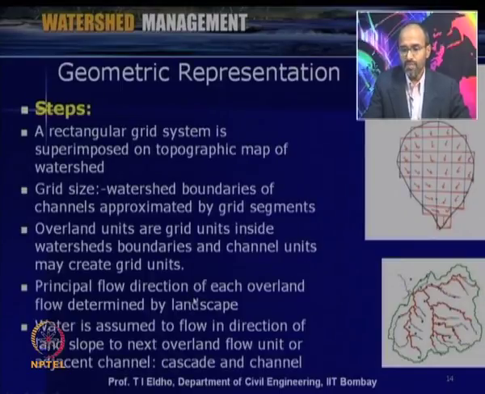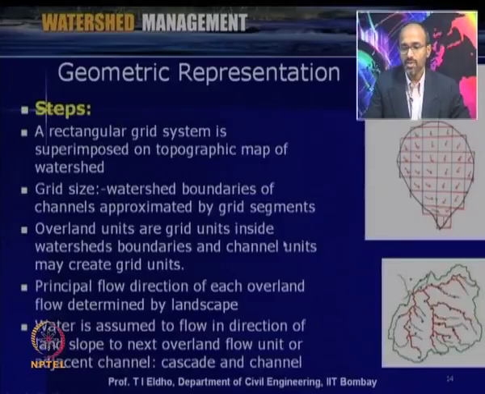The principal flow direction of each overland flow is determined by the landscape. You can see that depending on the slope, the size of the watershed and the shape of the watershed, the principal flow direction will vary, and water flows in the direction of land slope to the next overland flow unit or adjacent channel. So, we will be considering cascade type flow conditions, so that this cascade of overland flow will be joining the channel.